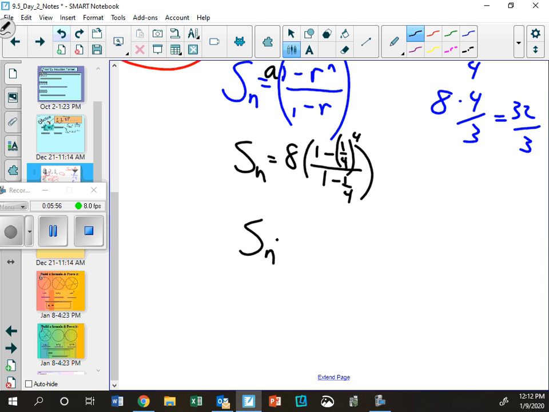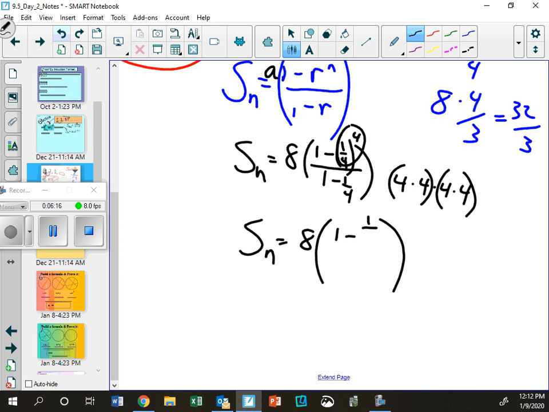So 1 minus 1/4 to the 4th. Ooh, that's a pain. 1 minus 1 over 4 to the 4th is 16 times 16. What's 16 times 16? 296 or something like that? 256? That sounds believable. All over 3/4. And yeah, that'd be a bit of a pain.